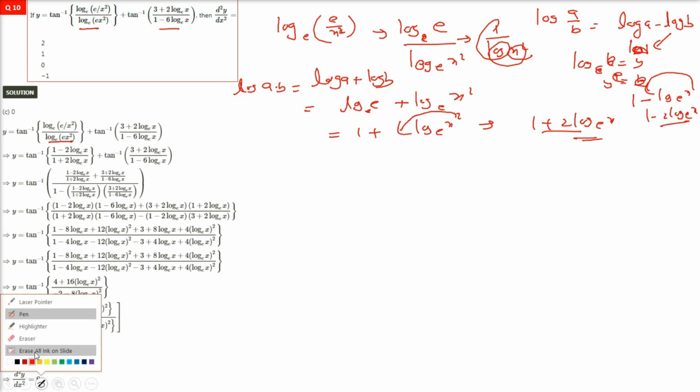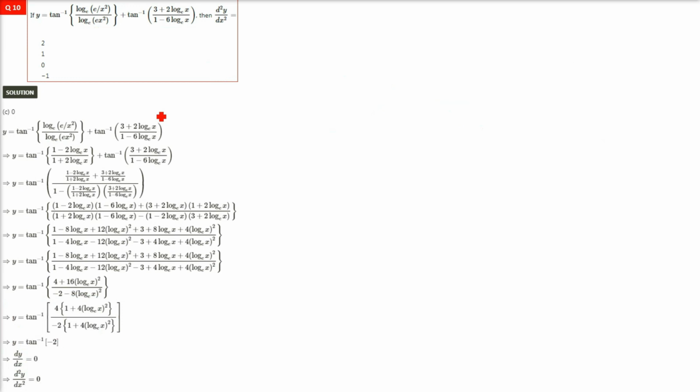There is one thing which is this one. Second thing is the tan inverse a plus tan inverse b formula. So y is equal to tan inverse, we have here 1 minus 2 log x, in the denominator we have 1 plus 2 log x, and tan inverse is there. Plus tan inverse 3 plus 2 log x divided by 1 minus 6 log x. So tan inverse a plus tan inverse b.